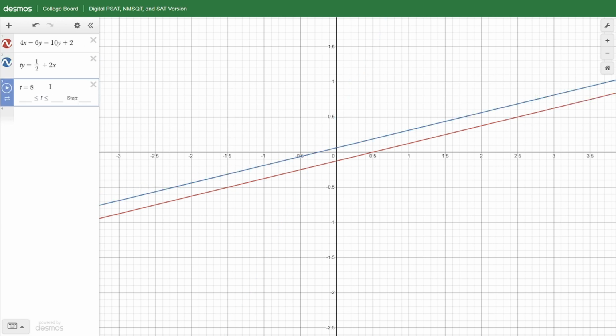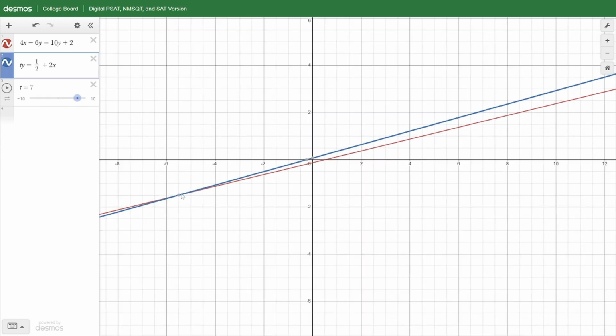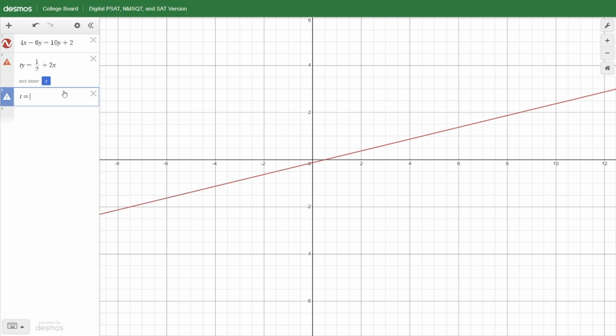Actually, I'm not feeling good about 8. Let's try 7 though. Okay, 7 is definitely getting smaller on this side. And if I zoom out, it does intersect. So I think our answer is 8. Let me try again. 8.